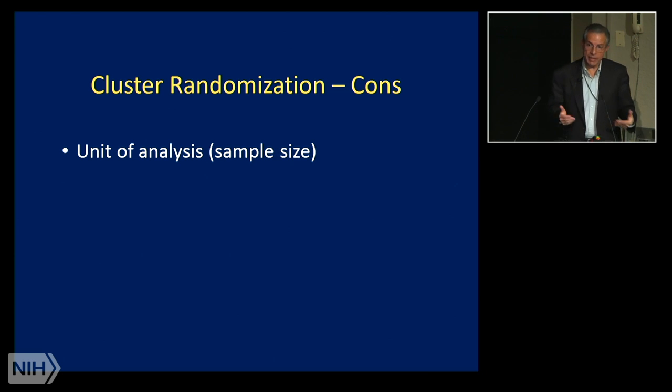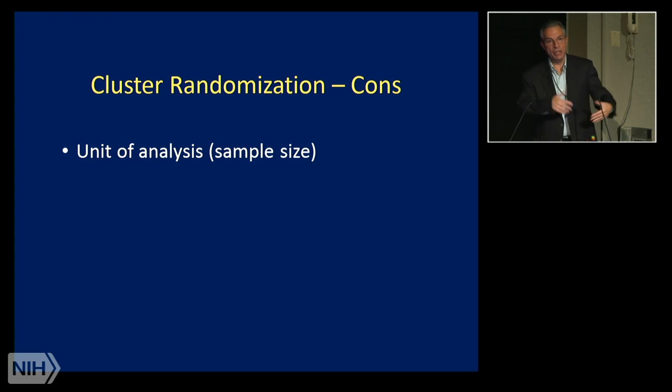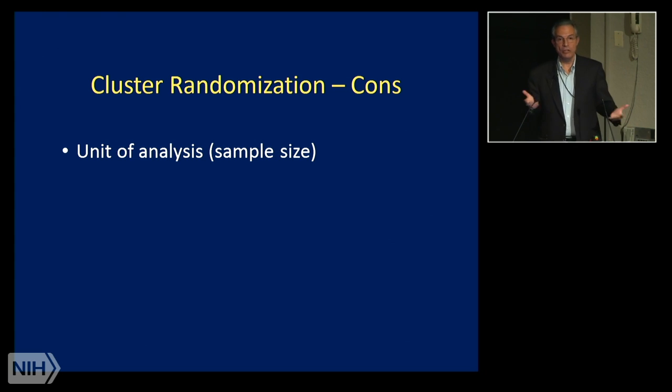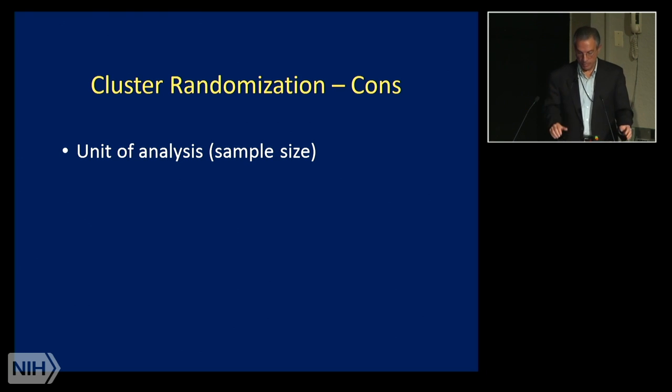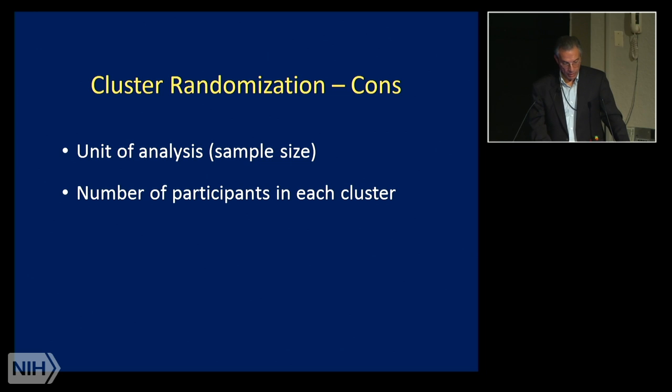And not only that, the sample size also. I mean, yeah, you can randomize 200 students, but you can't have 200 hospitals or 200 schools. So there's a little bit of adjusting to do. And the number of participants in each cluster.